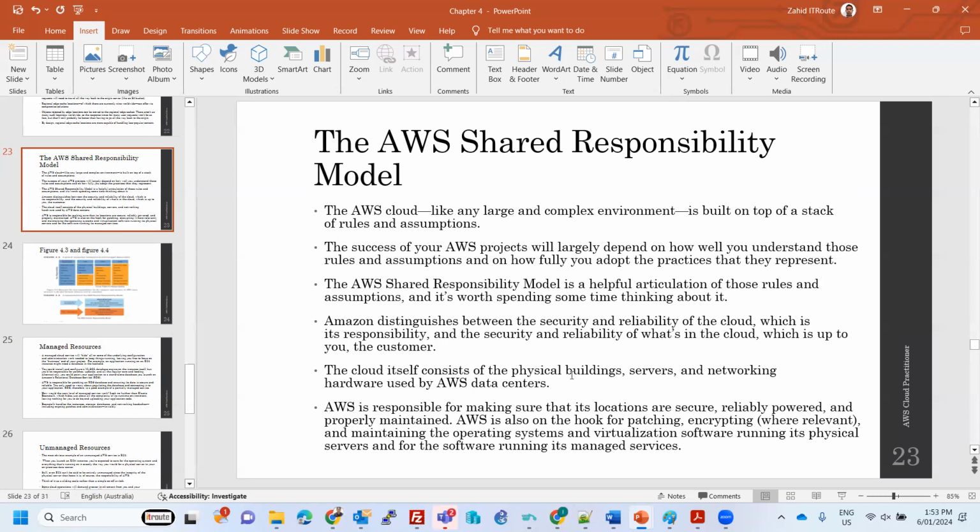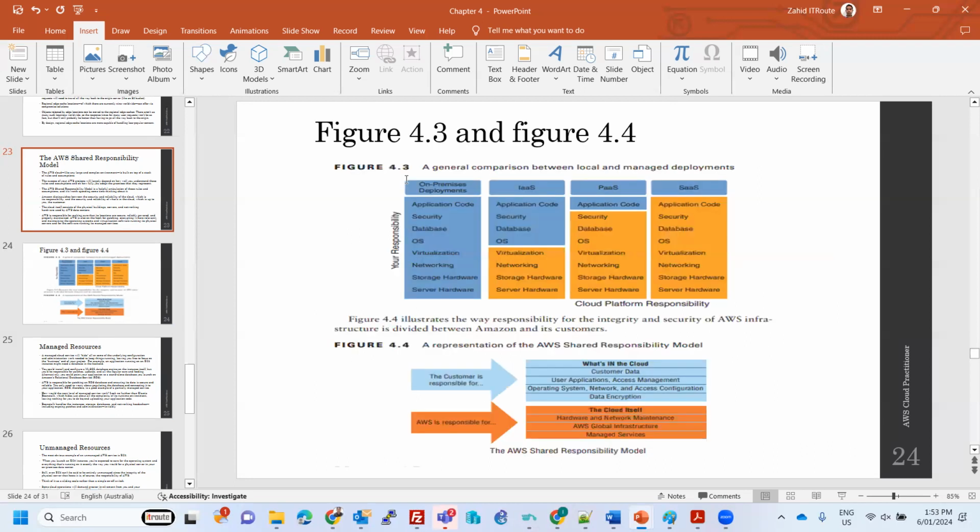The cloud itself consists of the physical buildings, servers, and network hardware used by AWS data centers. AWS is responsible for making sure that locations are secured, reliably powered, and properly maintained. AWS is also responsible for patching, encrypting, and maintaining the operating system and virtualization software running its physical servers and the software running its managed services. Shared responsibility means they're going to manage their part properly.